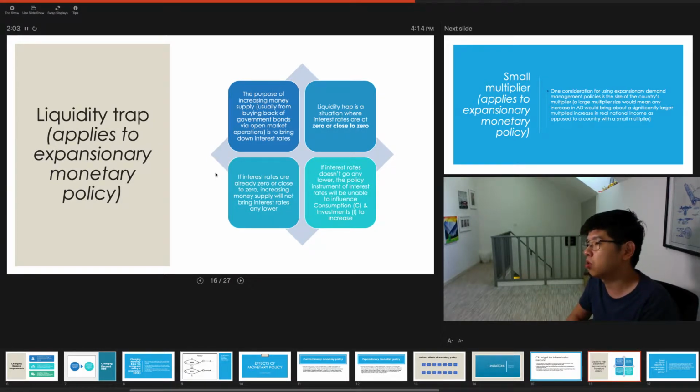A liquidity trap is a situation where interest rates are already at zero or close to zero. If you carry out an increase in money supply, it doesn't bring interest rate down any further. So the policy instrument of interest rate is unable to influence C and I to increase anymore, because even if you change money supply, interest rate is not going to change. If it's not going to change, then how do you influence interest rate? If interest rate doesn't move, how do you influence consumption and investment to move? So in the case of a liquidity trap, interest rate changes don't really happen anymore, so you can't use monetary policy to any effect.